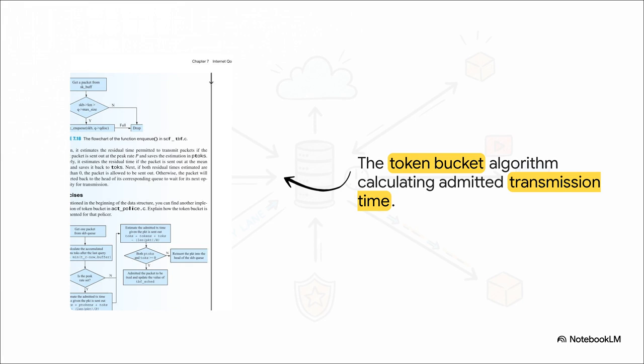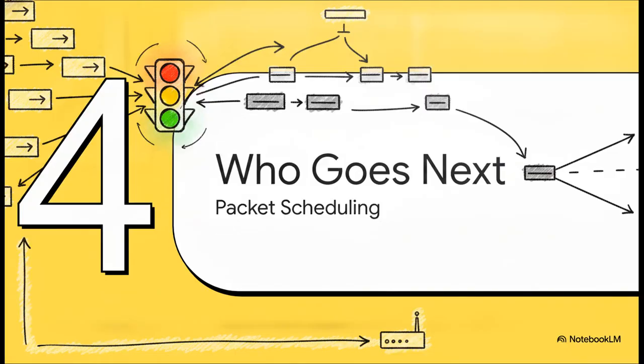But if not, the system takes action, perhaps forcing the packet right back into the queue to wait for its next opportunity. It's a highly efficient, entirely automated gatekeeper. Section 4, who goes next?